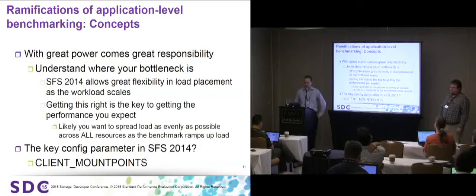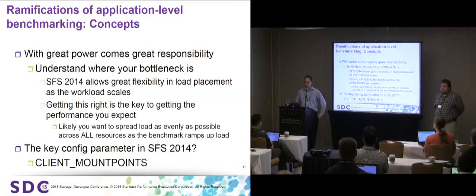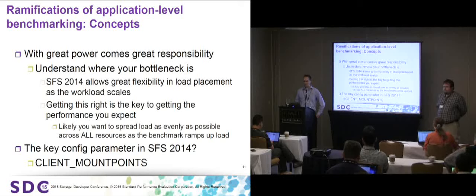So with great power comes great responsibility. Again, the important thing is to know where the bottleneck is. Part of that is going to be determined by the configuration. The other part is going to be determined by how the load is placed on the system. In previous versions, there was a uniform access rule that restricted how load could be distributed against the back-end resources. That's since been lifted, so you can really spread load however you want.